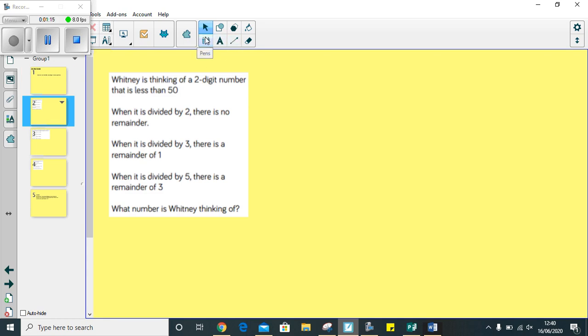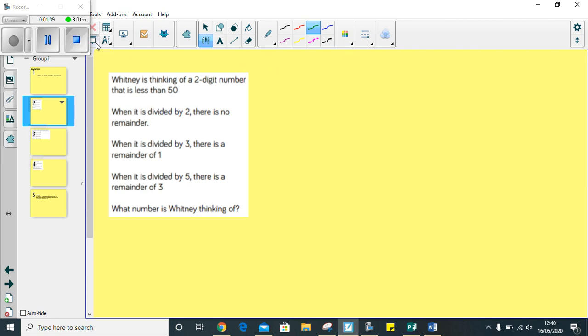So, tricky one, I thought. Right. Whitney is thinking of a 2-digit number that is less than 50. When it is divided by 2, there is no remainder. When it is divided by 3, there is a remainder of 1. When it is divided by 5, there is a remainder of 3. What number is Whitney thinking of?